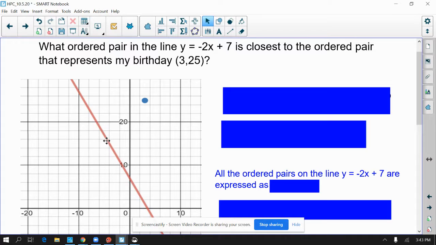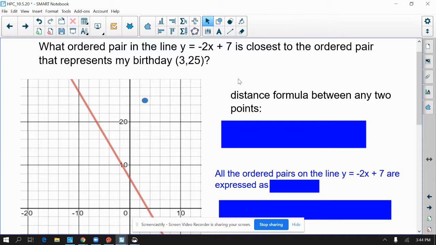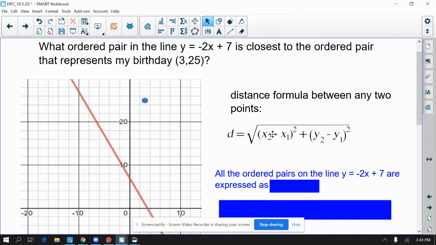Remember, we're trying to find the shortest distance between all these ordered pairs and this one. Actually, we just need to find the smallest distance. Distance, distance, distance. Well, do you remember the distance formula? There's a formula that determines the distance between any two ordered pairs, and it's really just the Pythagorean theorem. So it's the difference of the x's squared plus the difference of the y's squared, and you take the square root.